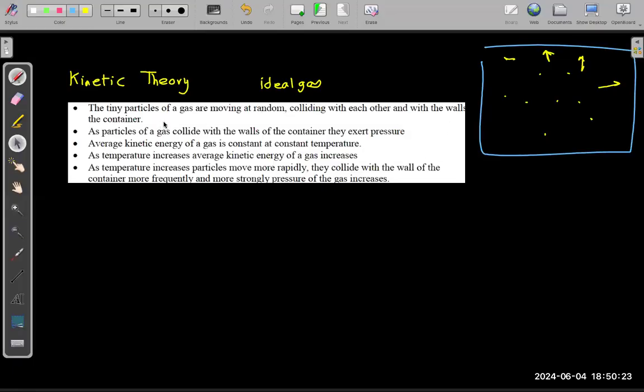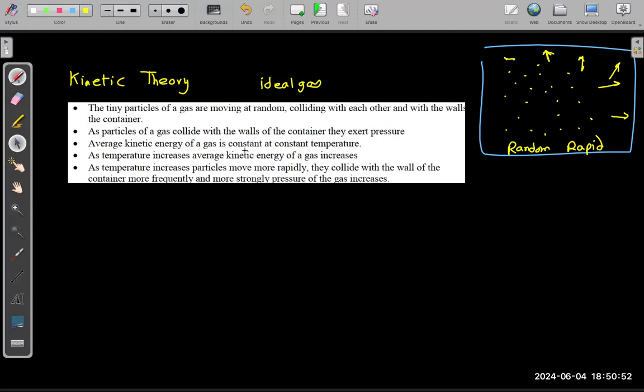All right. So the ideal gas assumptions of the kinetic theory tell me that the gas is made of particles, many particles. These particles move in 2 ways: random movement and rapid movement. Why? Because they collide with each other, and they also collide with the walls of the container. What happens when they collide with the walls of the container? They make pressure on the walls of the container, so this is the pressure exerted by the gas.